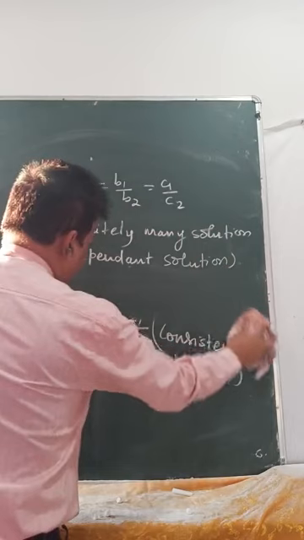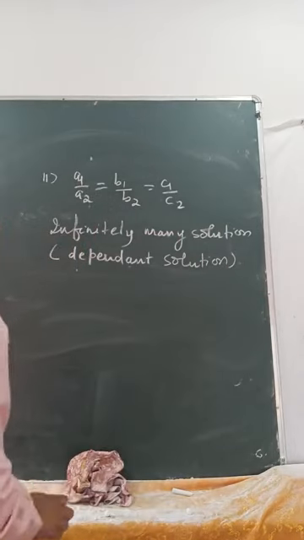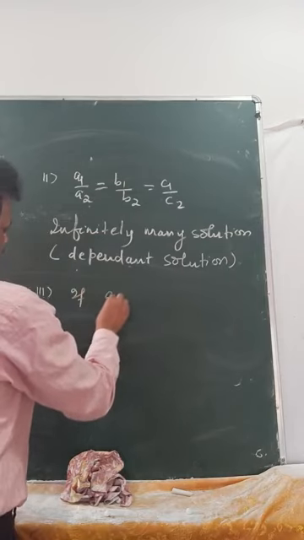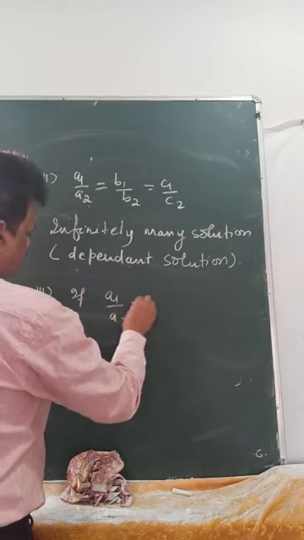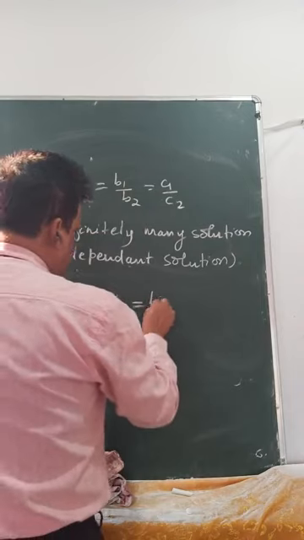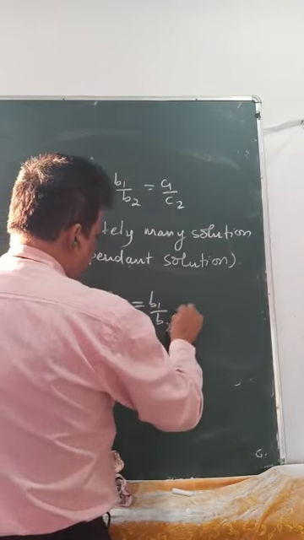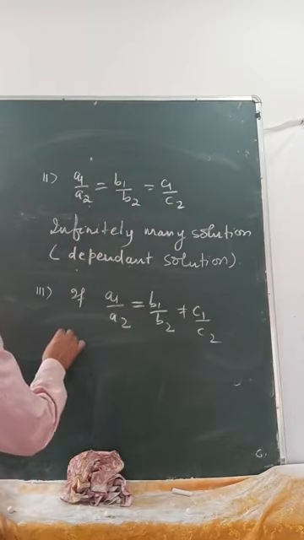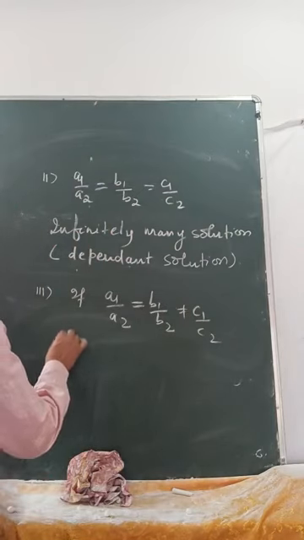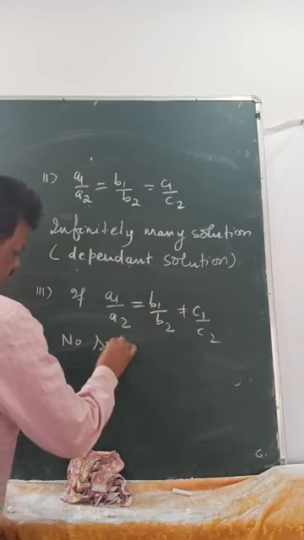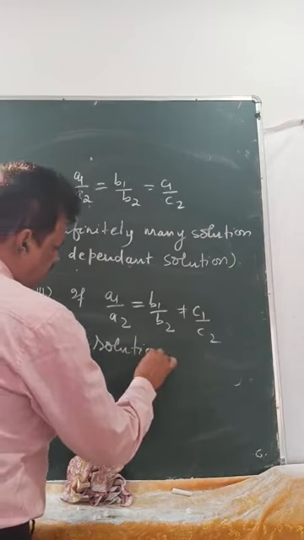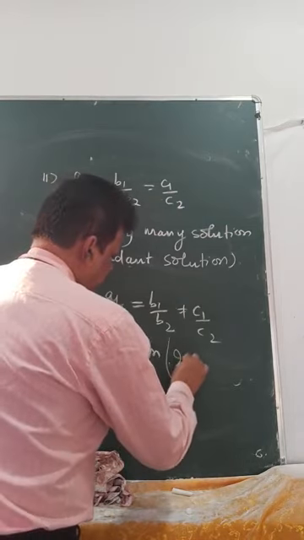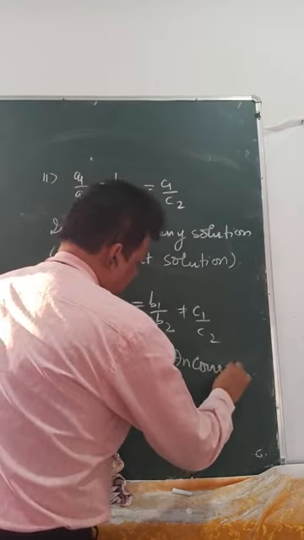Okay. Now look, third one, if a1 by a2 equals to b1 by b2 but not equal to c1 by c2, then we have no solution. No values of x, no values of y. That means this is called inconsistent.